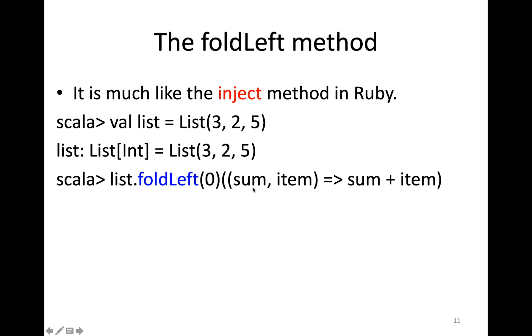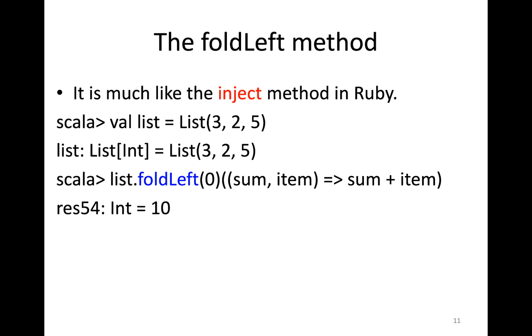So first sum is 0, item is 3, so we make this addition, so sum becomes 3 next time, and then item is 2, so then 3 plus 2 is 5, and so on. So this sort of aggregation will happen again and again, and ultimately the total aggregate result will be returned. That is the concept of fold left. So it is basically folding things starting from left in the collection.